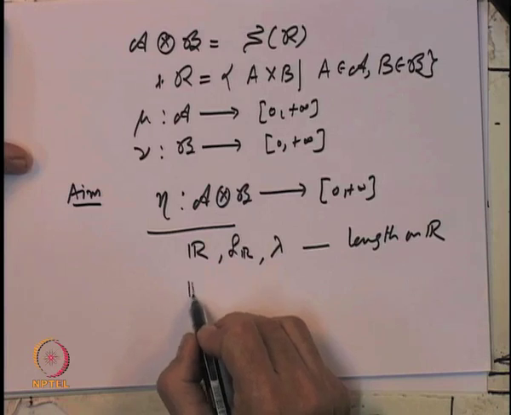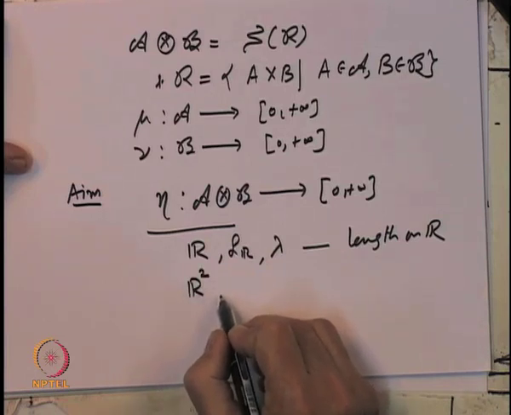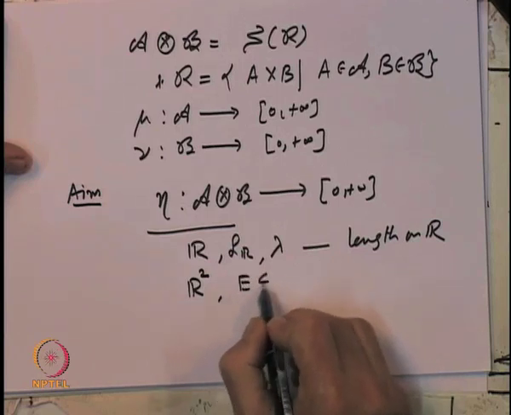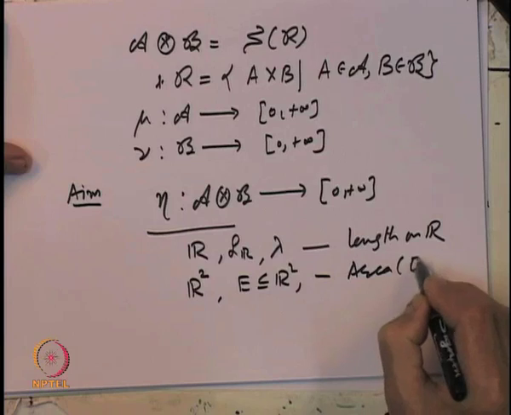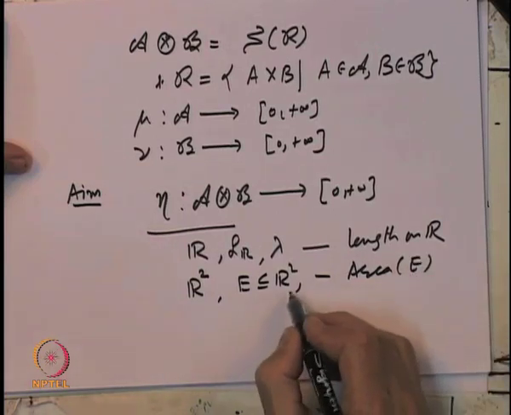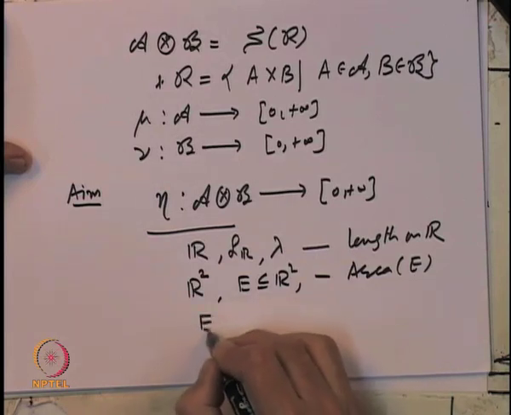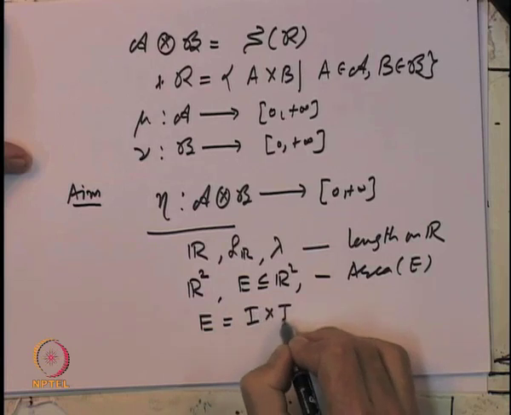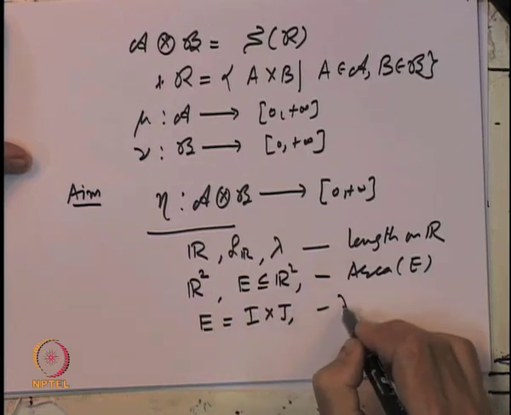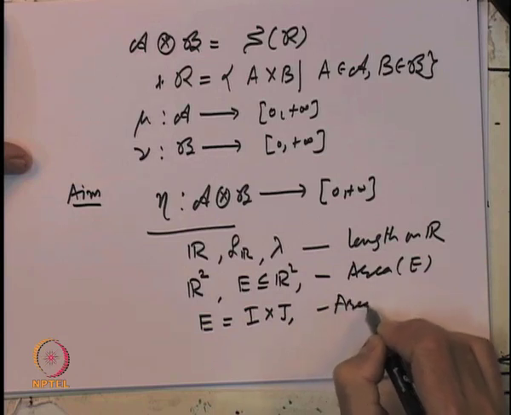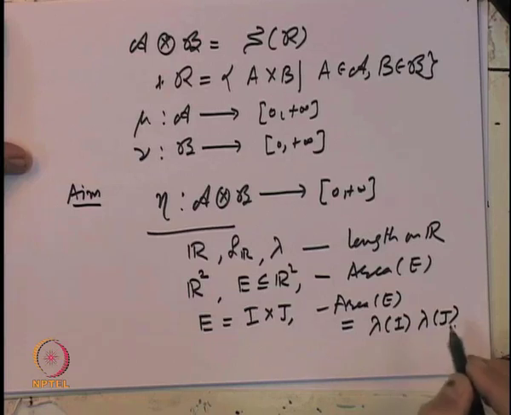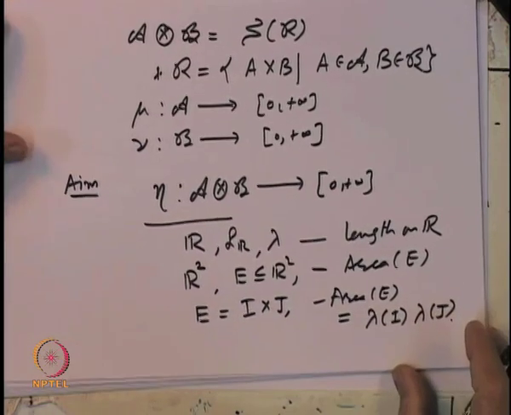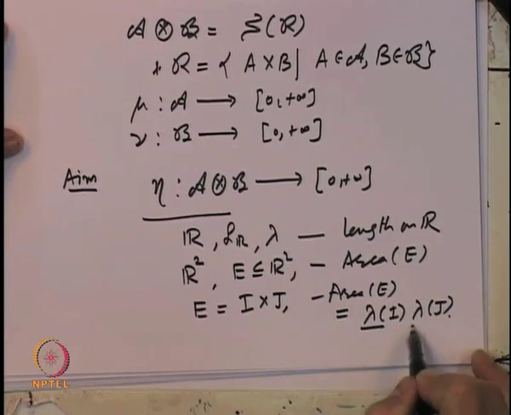So, we want to do the corresponding thing on R 2. On R 2, given a set E, we would like to define the notion of area of E. And if E is a nice set, for example, if E looks like a rectangle I cross J, then we know its area is defined as length of I times length of J. So, this motivates the notion of the product.